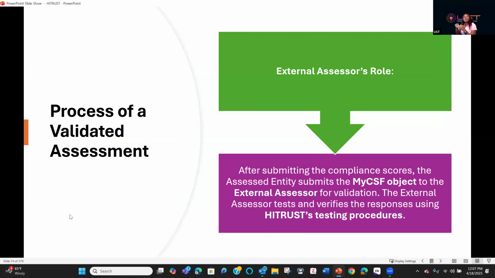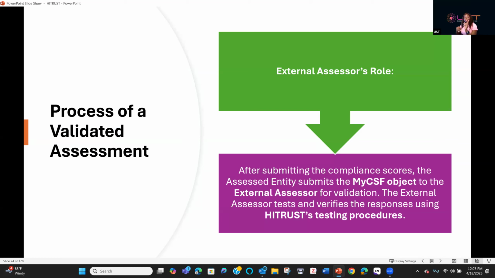Now, the external assessor role. Once an organization has submitted a compliance score, the assessed entity will also submit the MyCSF object to the external auditor for validation. So with everything that you've done, you then have to submit that to an external auditor.